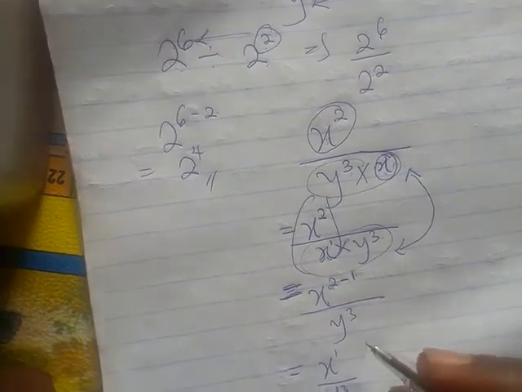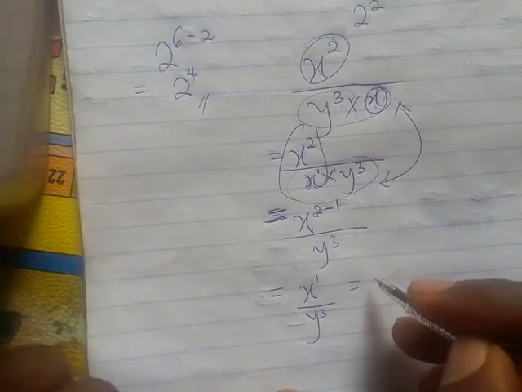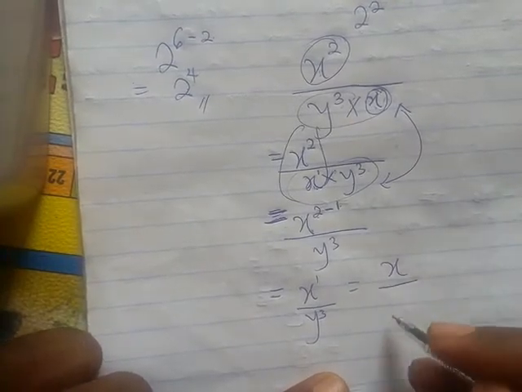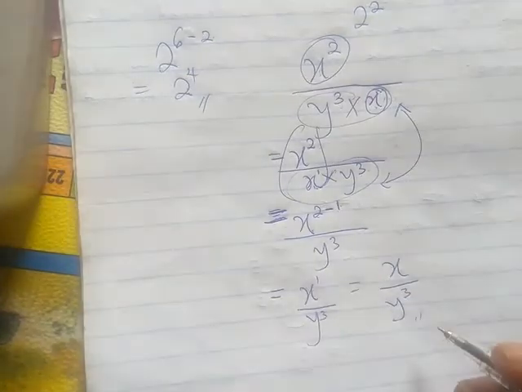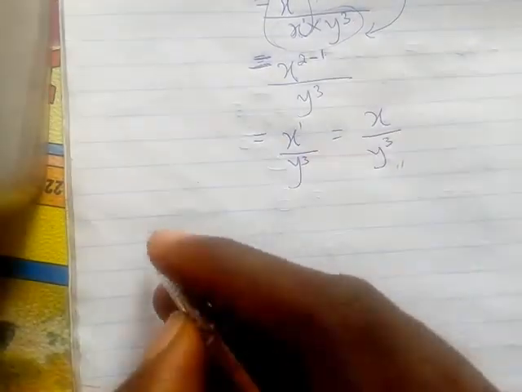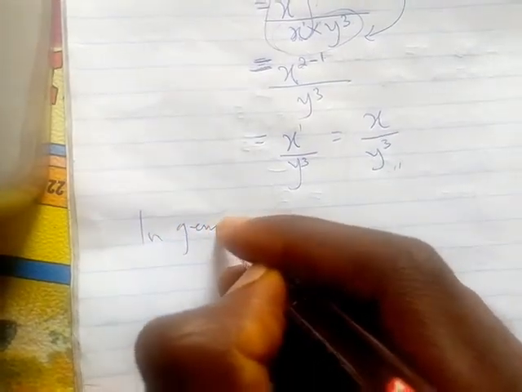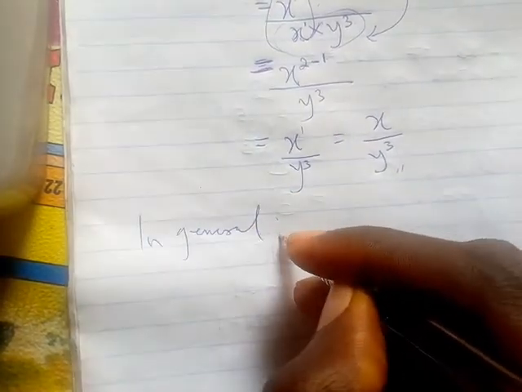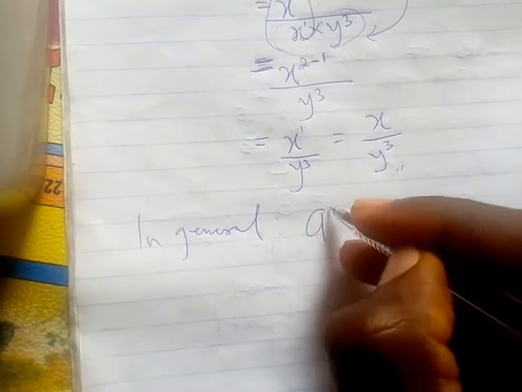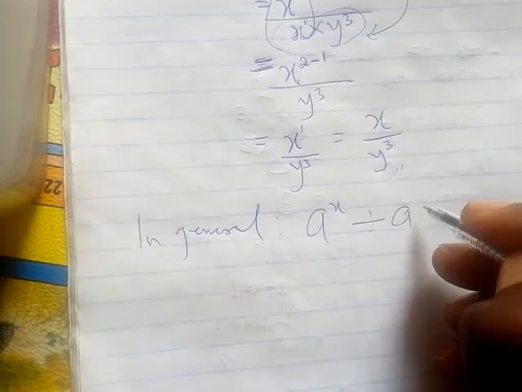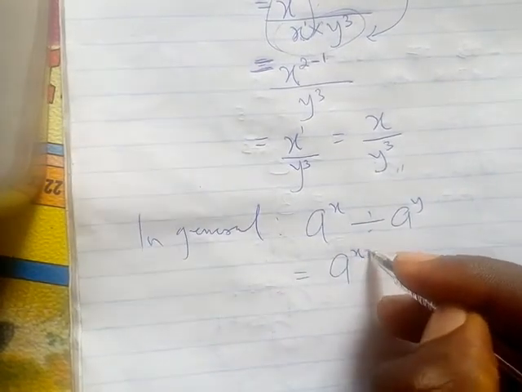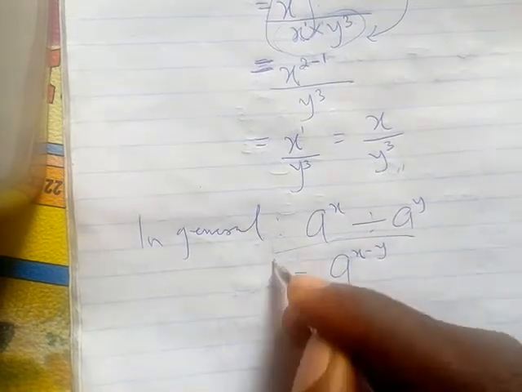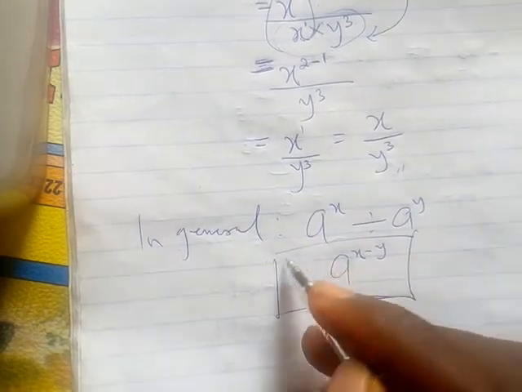So in other words, you can simply write it as x over y raised to power 3. That's for that. Alright, so let me just say in general, if you have a raised to power x divided by a raised to power y, it becomes a raised to power x minus y. That is it for the division law.